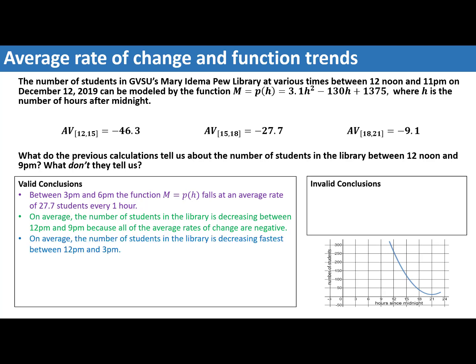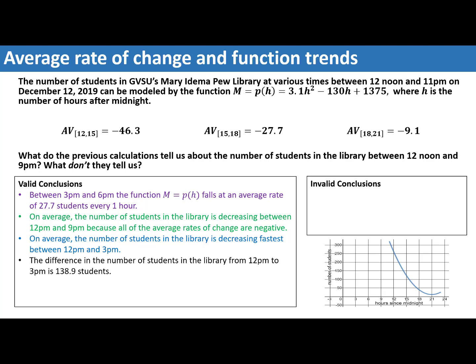Thirdly, we could say that on average, the number of students in the library is decreasing fastest between 12 p.m. and 3 p.m. And we can conclude that by comparing the absolute value of the average rates of change that we calculated. So the absolute value of negative 46.3 is positive 46.3, and that's greater than the absolute value of the other average rates of change. That allows us to conclude that the number of students in the library was decreasing fastest between 12 p.m. and 3 p.m. on average.